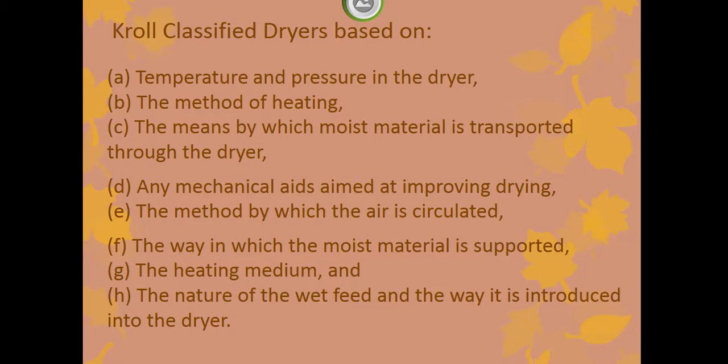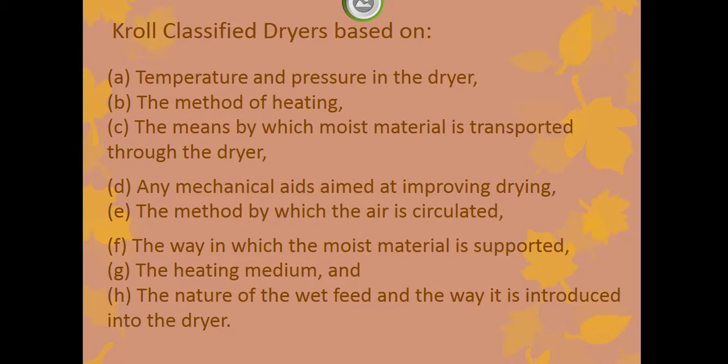Now, according to Kroll, we can classify dryers based on these 8 ways of classifying them. So the first one here is based on the operating temperature and pressure in the dryer. And the second one is based on heating, so whether it's conductive drying, convective drying, or radiative drying, or a combination of the three. Now, it could also be based on the manner in which the moist material, that is the feed, is transported through the dryer.